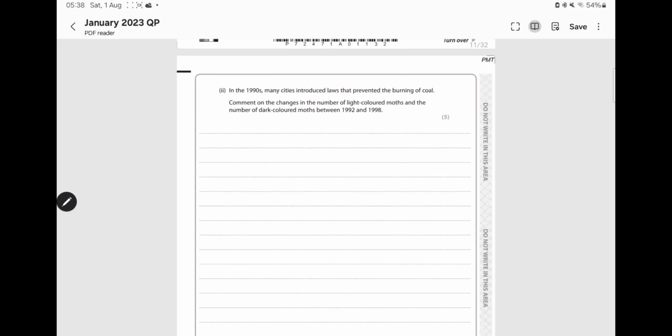Okay, so in the 1990s, many cities introduced laws that prevented the burning of coal. Comment on the changes in the number of light-colored moth and number of dark-colored moth between 1992 and 1998. So they're saying that in the 1990s, many cities made laws that stopped companies or manufacturers or factories from burning coal. So it wants you to comment on the differences in the light colored moths and dark colored moths from 1992 to 1998.